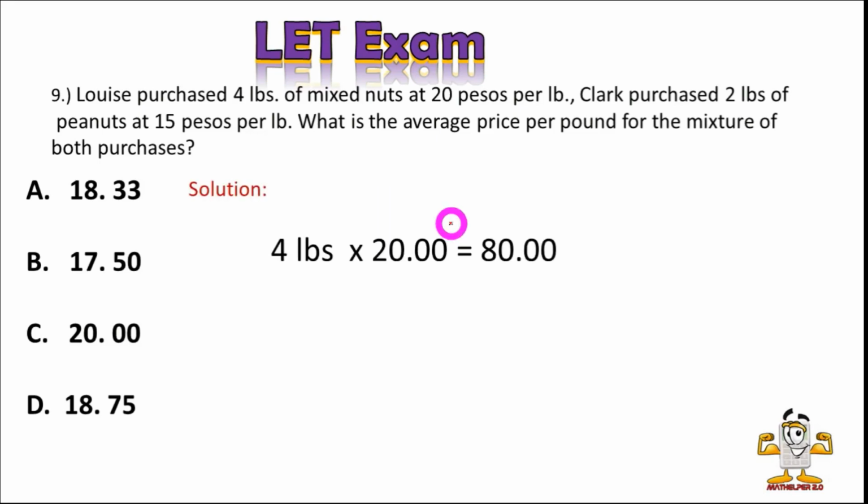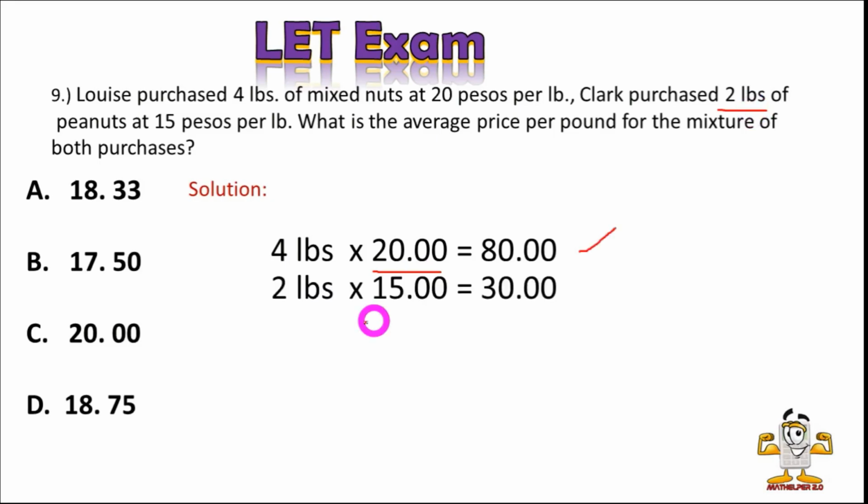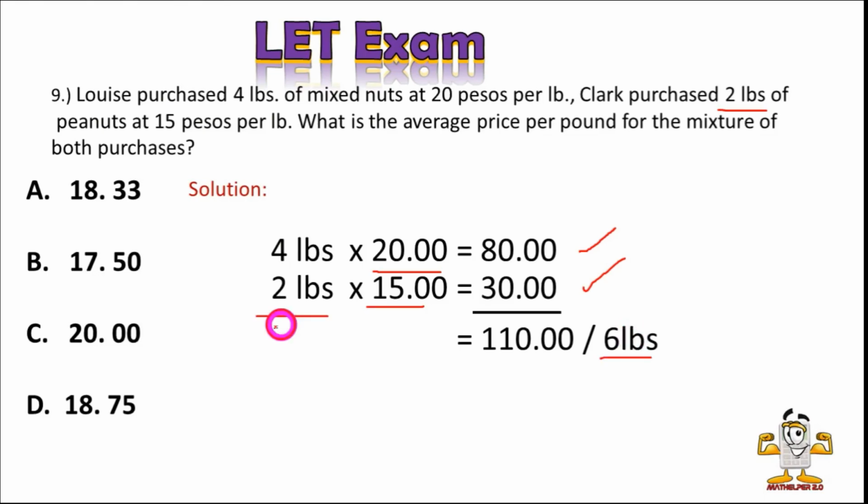Louis bought 4 pounds, which costs 20 pesos. So, 4 times 20, so 80 pesos. While Clark purchased 2 pounds of peanuts at 15 pesos. So, in all is 30 pesos. So, add mo natin yung total cost niya is 110 at 6 pounds. Dahil 6 pounds lahat ng kanyang pinamili.